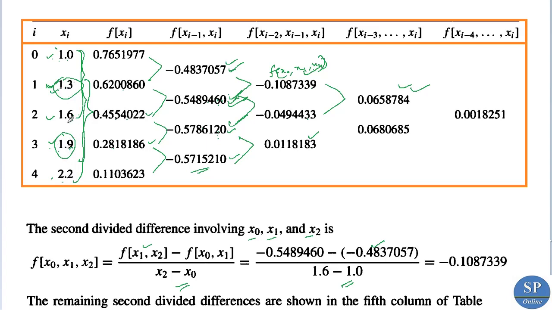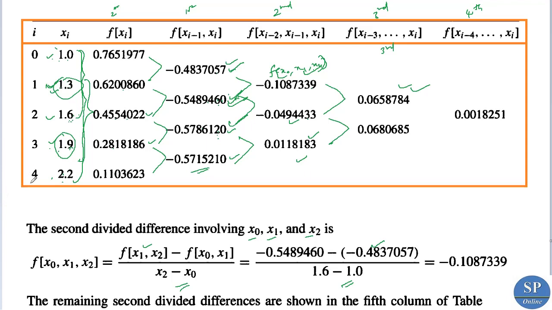Using x1, x2, x3 and x4, you will get the third divided difference like this. That is this minus this divided by 2.2 minus 1.3. So we obtained the third divided difference. This was our zeroth divided difference, this is the first divided difference, this is the second divided difference, and this is the third divided difference and the fourth divided difference.